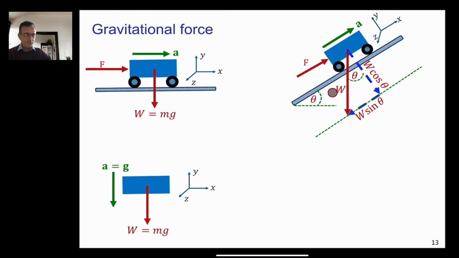Obviously, if this angle is theta, we know that if you draw a perpendicular to a line, this is perpendicular to this line, and this one is perpendicular to this line. So if this angle is theta, this angle is also theta here. In this case, you can see this is adjacent to theta, so that will be W cos theta, and this is opposite to theta, so this will become W sine theta.